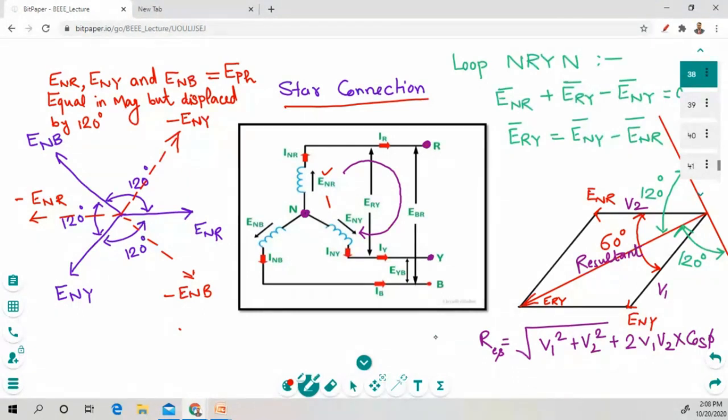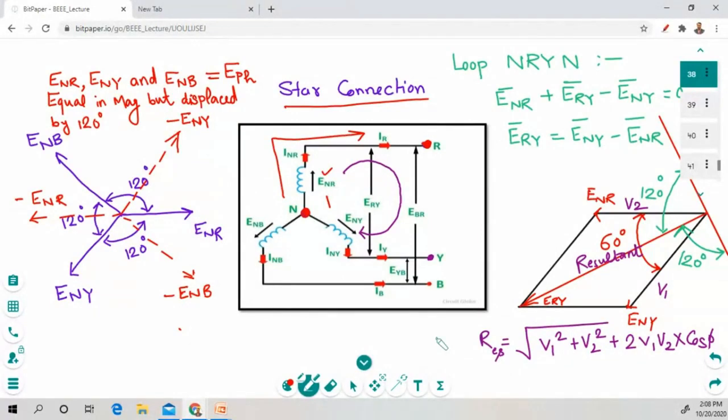So as we can see here, with the reference of the neutral point, we have represented all the voltages and currents. As you can see right here, this ENR represents the voltage from the neutral point to the R point. Okay, the neutral point to the R point. So this is the ENR voltage. Now let's see right here, INR. So this is the neutral point. This is the current flowing from the neutral point to the R point.